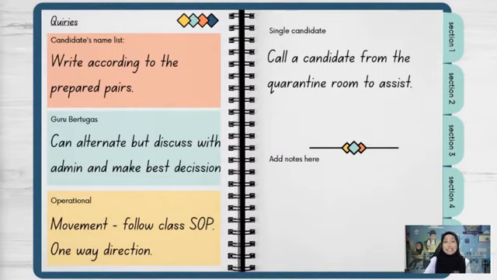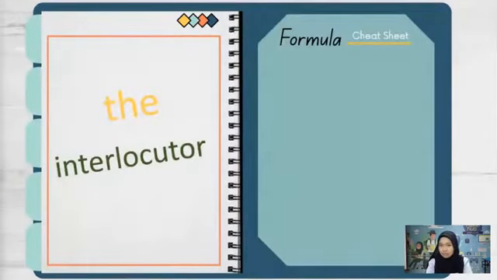All right. Now, let's take a look at the interlocutor. Let's take a look at the role of the interlocutor. The role of the interlocutor, what are you supposed to do?